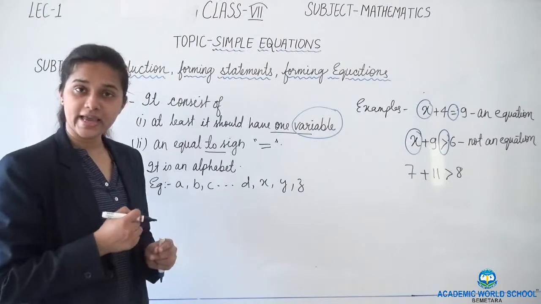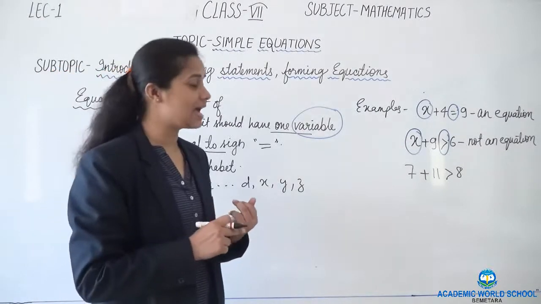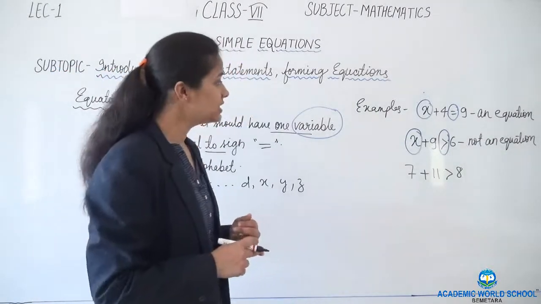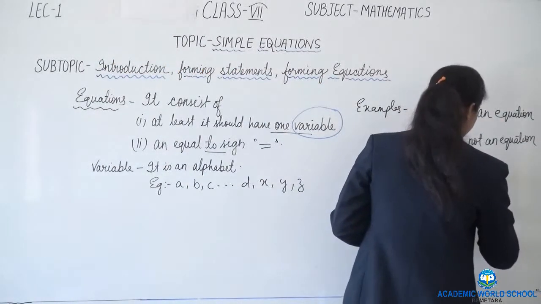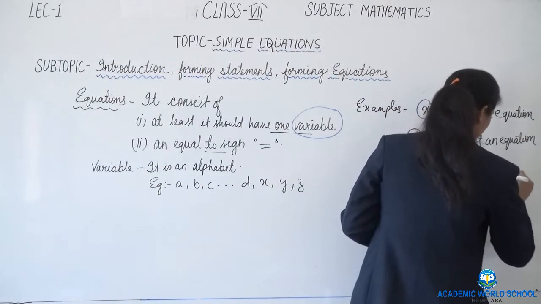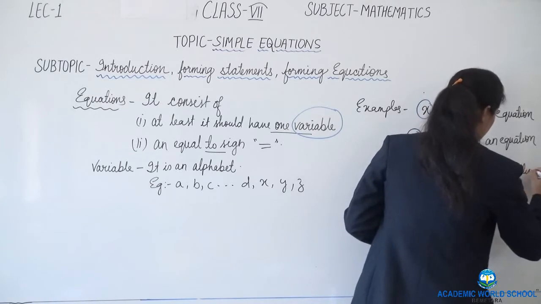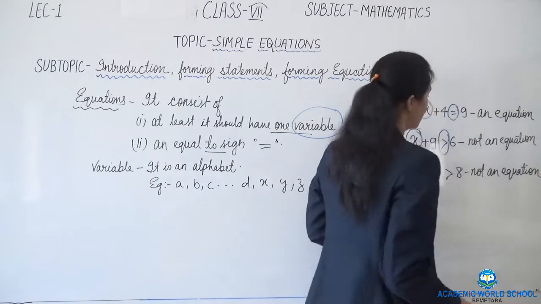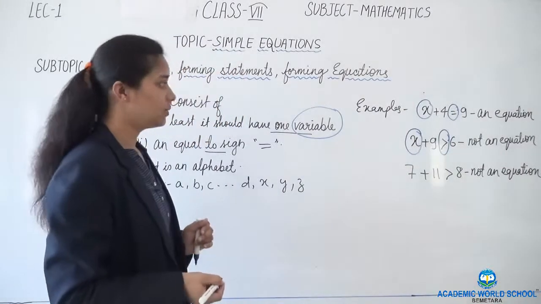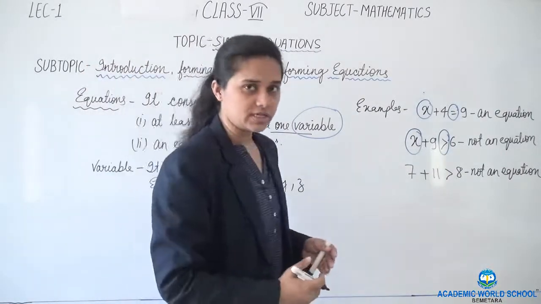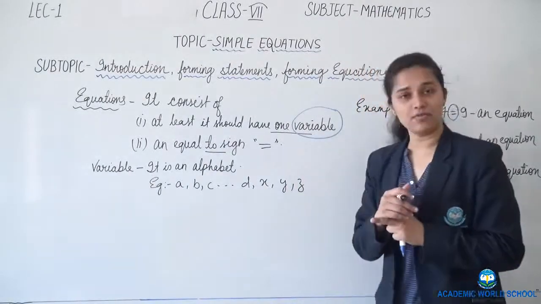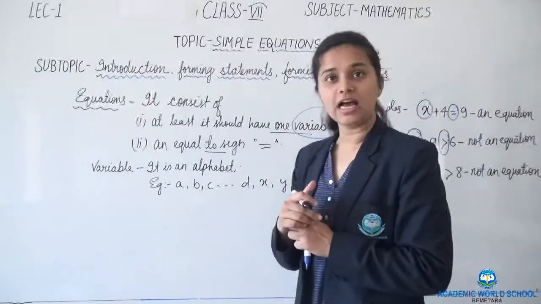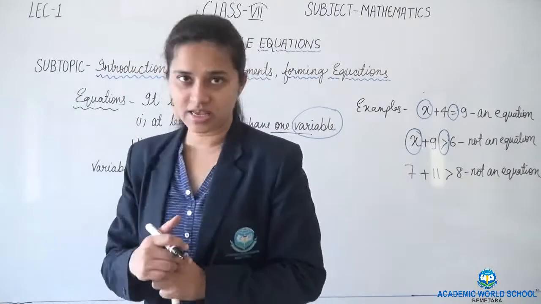No. Again it is not an equation. Neither does it have any variable nor any equal to sign. So it is not an equation. So what we conclude just now: to form an equation we should have two things. First, a variable, and second, an equal to sign.